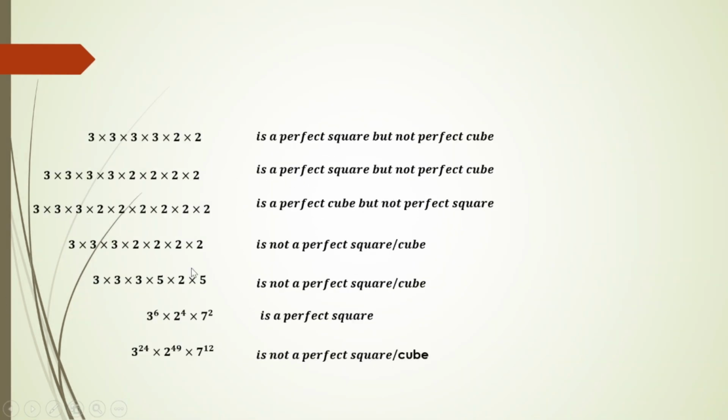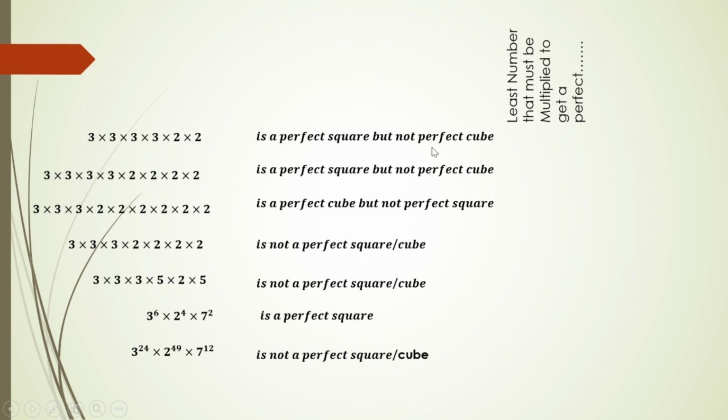Next, suppose I've just pasted the same table here. By looking at the prime factorization, we can find out some more details also. First, we can find out the least number by which the given number should be multiplied to get a perfect square or a perfect cube. See, it is a perfect square, but not a perfect cube. Why? It's a perfect square 3, 3, 3, 3, 2, 2, but not a perfect cube. The reason is this 3 is alone and the frequency of this 2 is 2.